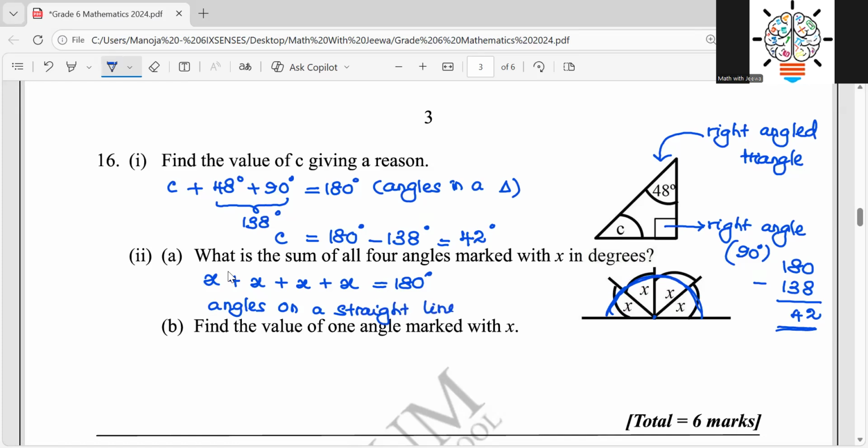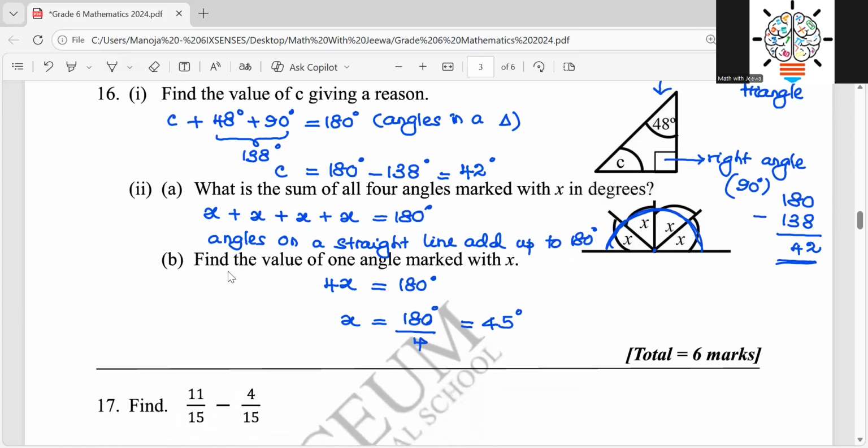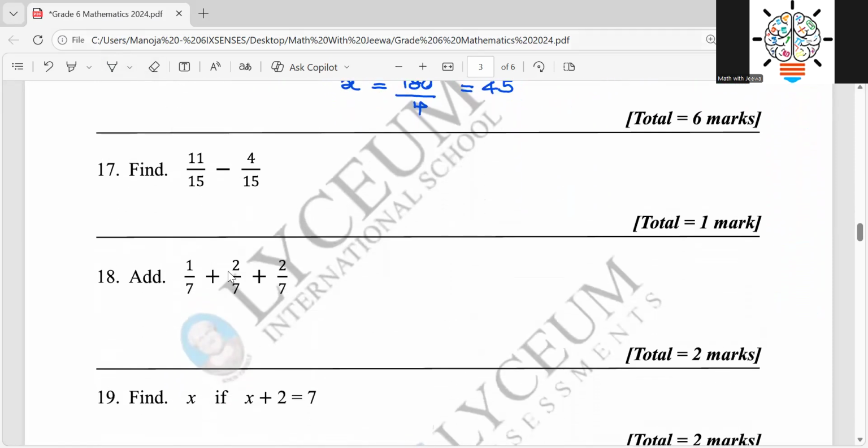Angles on a straight line add up to 180. Find the value of one angle. So then 4x is equal to 180 degrees. So then x is equal to 180 divided by 4, right? So then what is the answer? It is 45 degrees, right? So then we will move to question number 17.